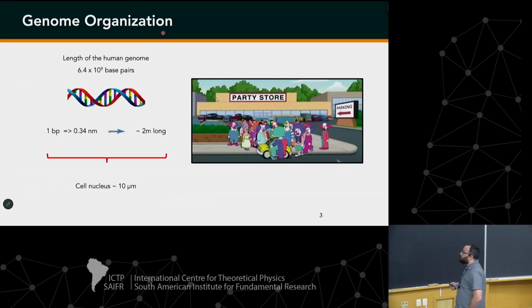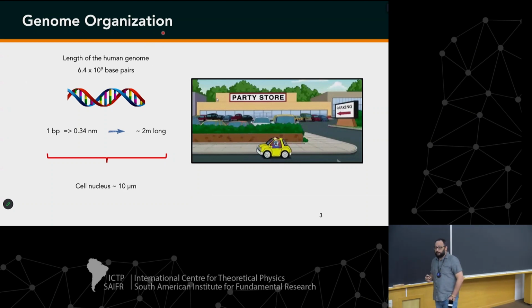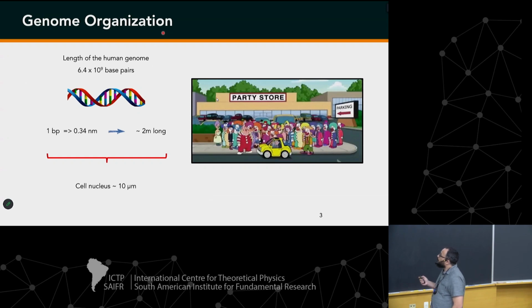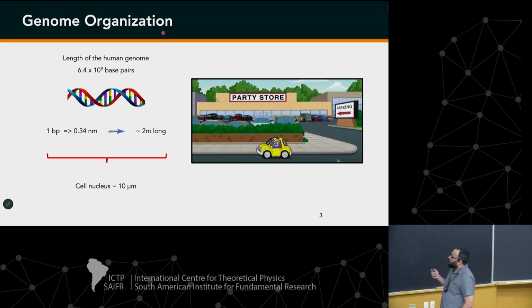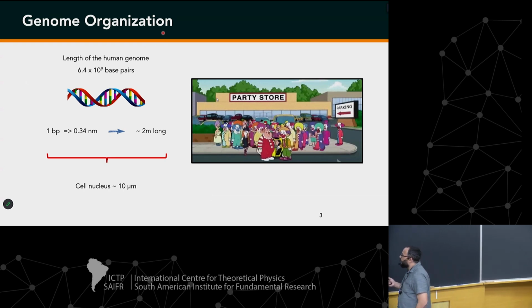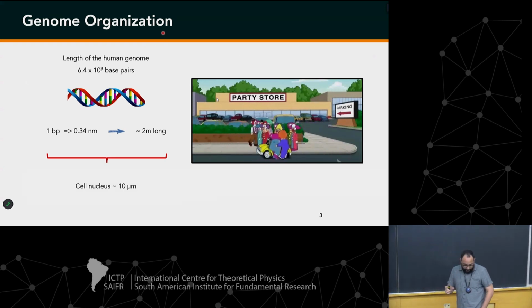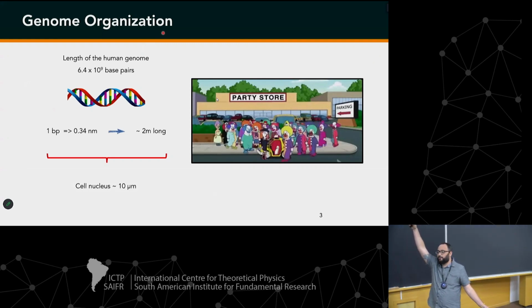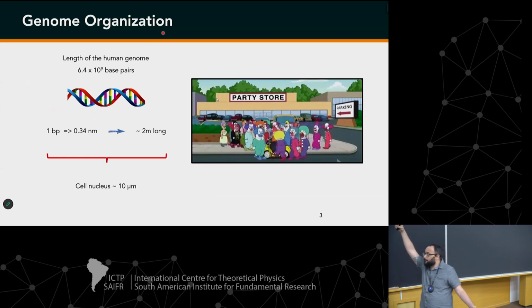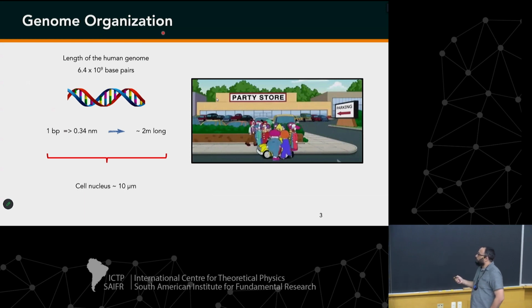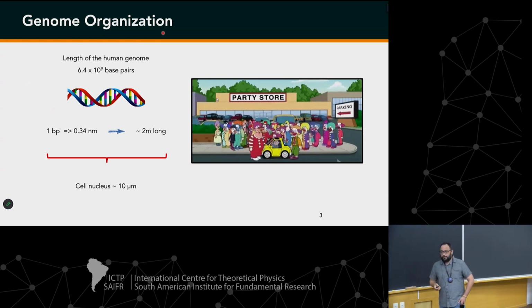So to start, let's understand a little bit about what the genome organization problem is. If you take just one cell from your body, the number of base pairs that compose your DNA is on the order of 6 billion. If you estimate that each base pair has 0.34 nanometers of length, and you stretch out all your chromosomes, you get almost 2 meters of DNA, right? So these 2 meters of DNA need to be packed in a cell nucleus of 10 micrometers. This is the first challenge.